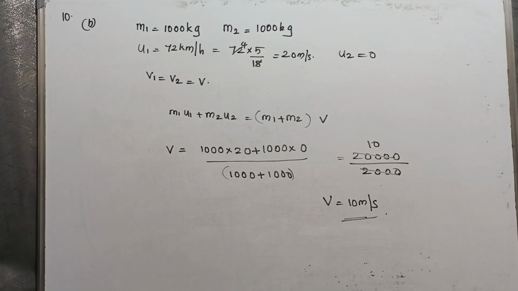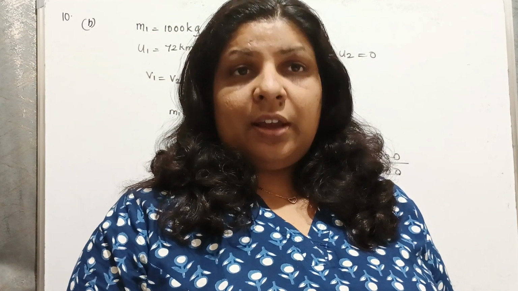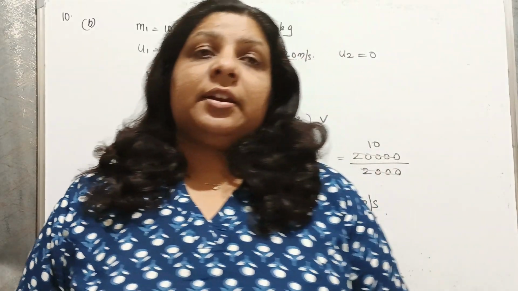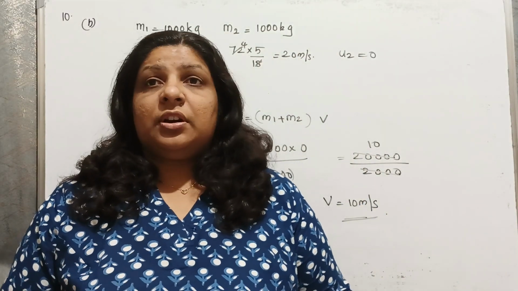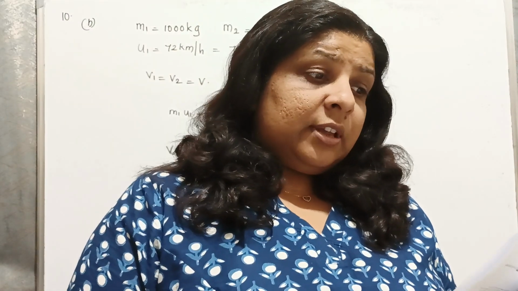So coming to the next question, question number 10. What are elastic collisions? The collisions in which momentum, kinetic energy and total energy are conserved. Such collisions are called elastic collisions. Now show that two identical bodies moving along a straight line exchange their velocities after colliding elastically with each other.